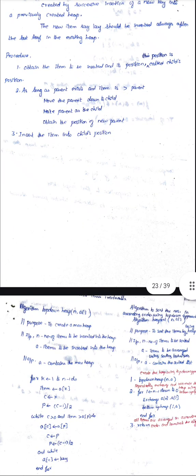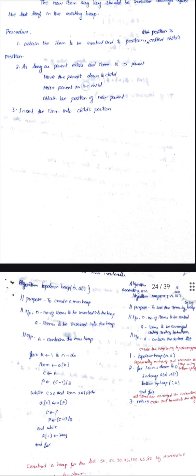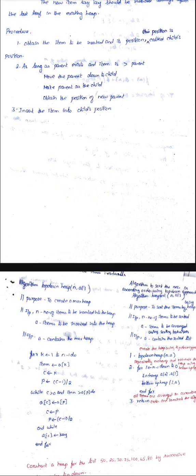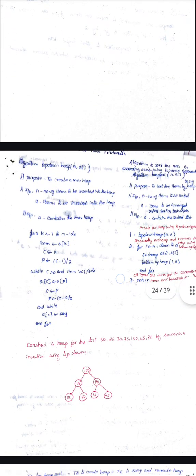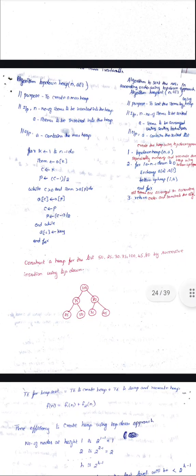As long as the parent exists and the item is greater than the parent, you can move the parent down to the child and make the parent the child. Obtain the position of the new parent. Insert the item into the child position. Algorithm TopDownHeap(n, a).